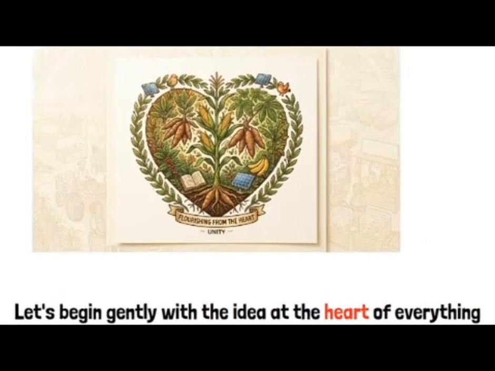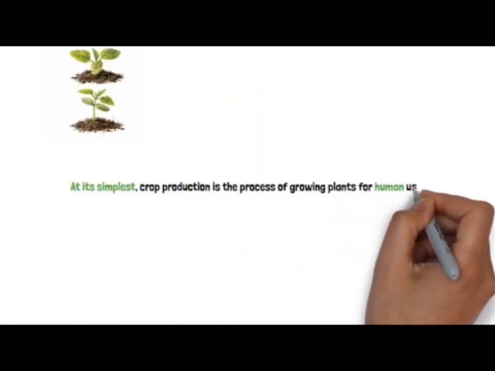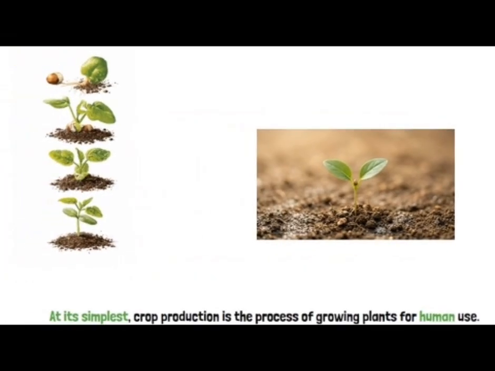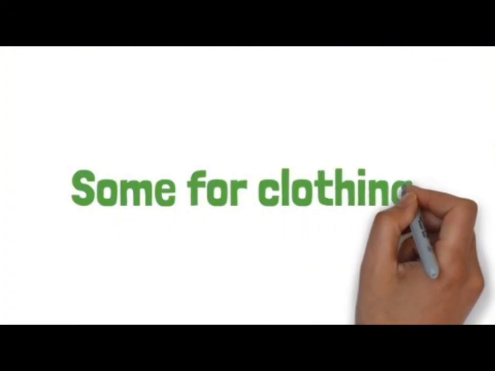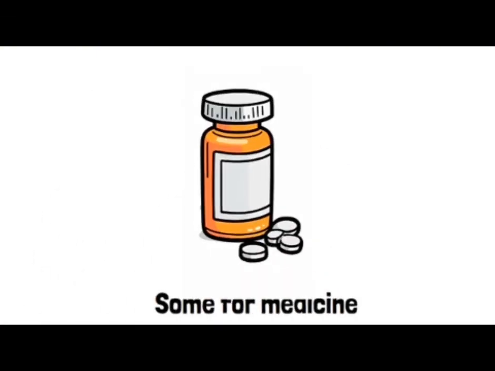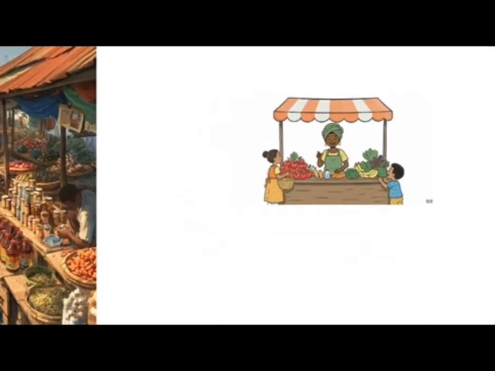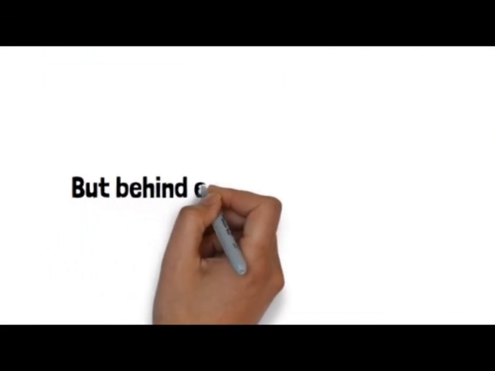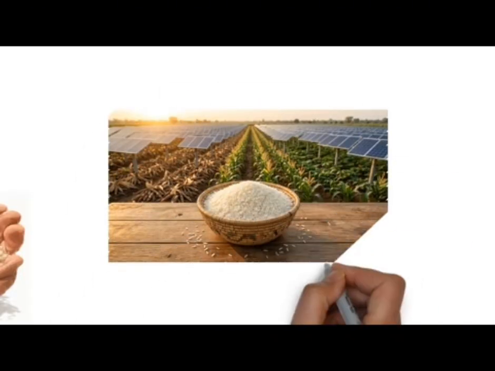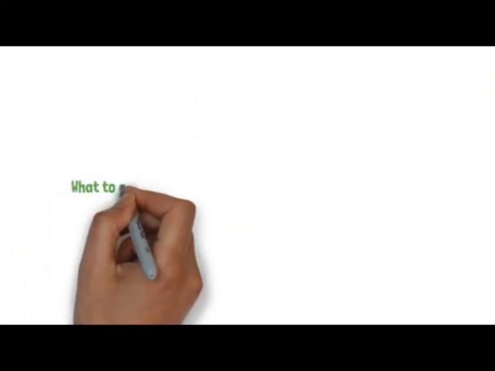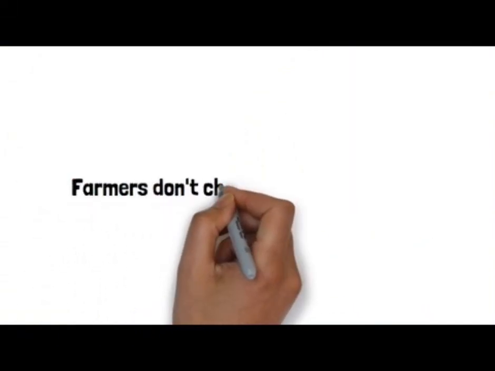At its simplest, crop production is the process of growing plants for human use. Some crops are grown for food, some for clothing, some for medicine, some for oil, and others for trade. But behind every handful of rice or basket of tomatoes lies a chain of decisions: what to grow, where to grow it, and how best to care for it.